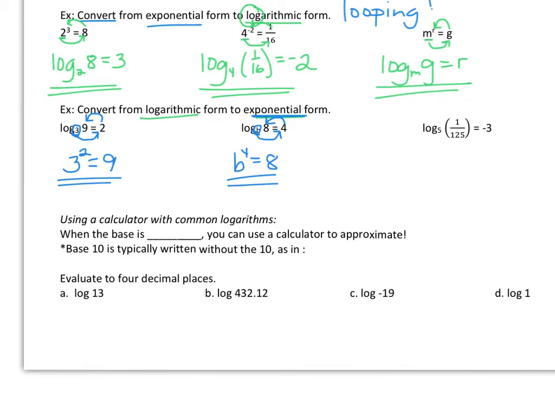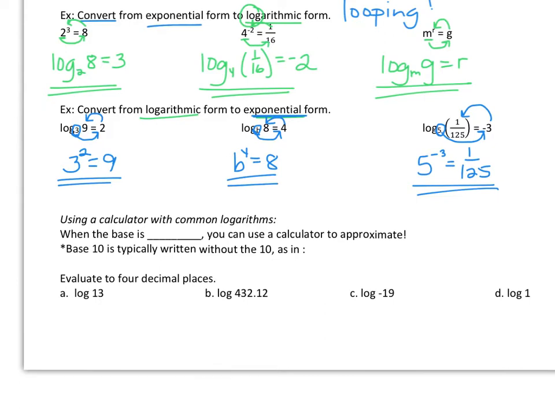All right, last one. Log base 5 of 1/25 equals negative 3. Our base is 5, so when we're writing it in exponential form, we eliminate the log and we start with the 5. We're going to raise that to the negative 3 power to group those two back together. 5 to the negative 3 equals 1 over 125. And that's all you do to convert from one form to the other.